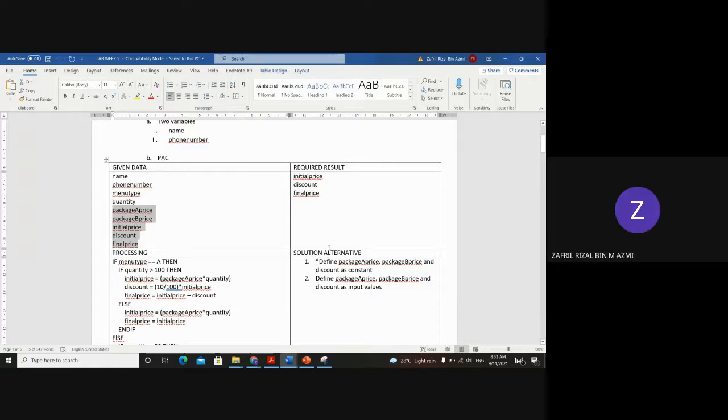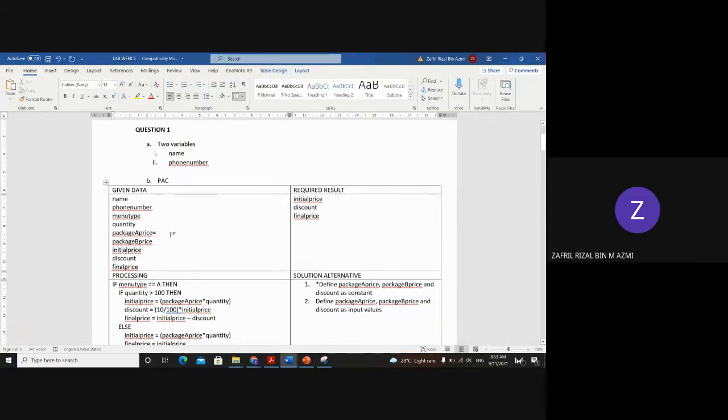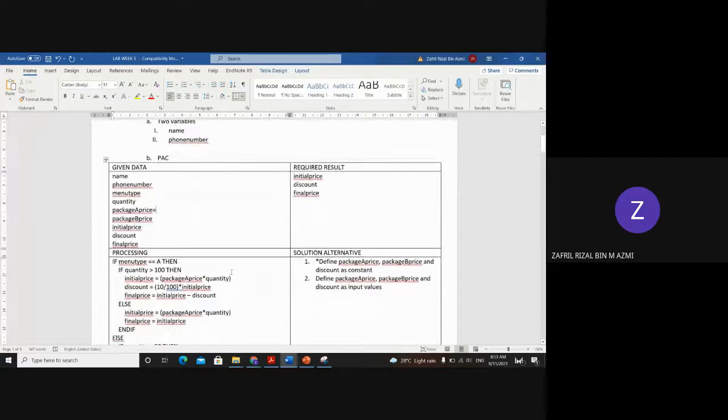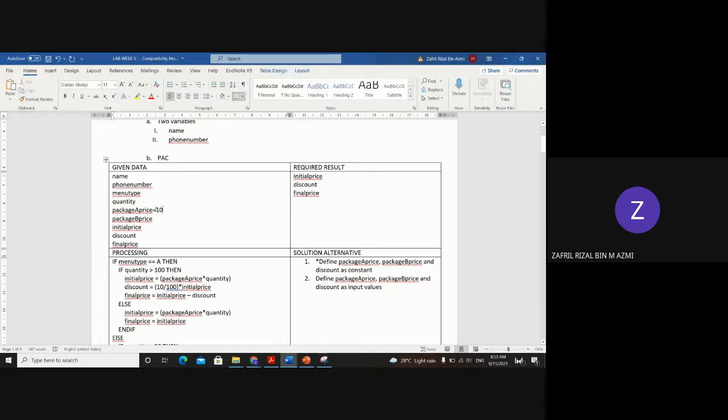Sir. Yeah. If we define it as an initial value, there's no need to put it in the given data. Unless you put the value straight away, for example Package A price equals what? Then you may put it over here. What's the value? Package A price is 10. So you may put it over here.